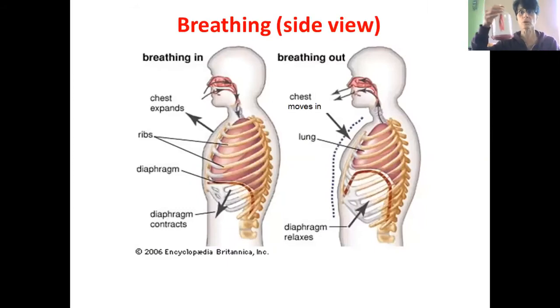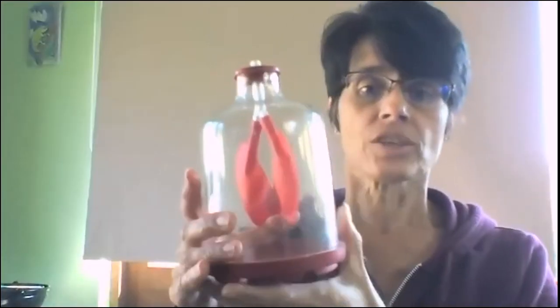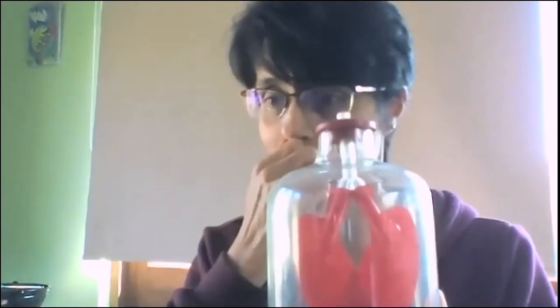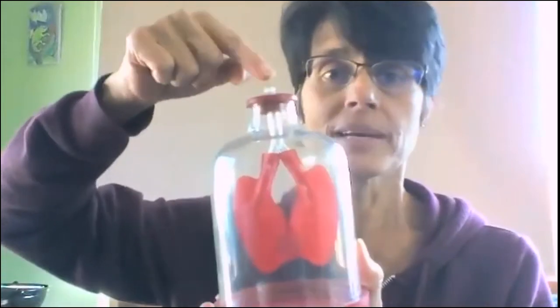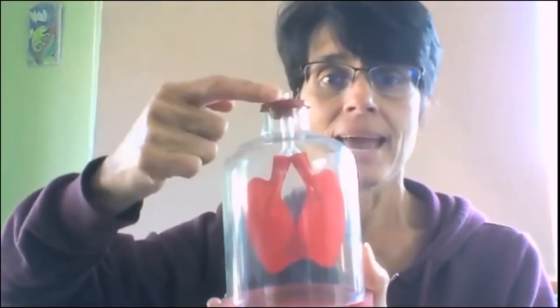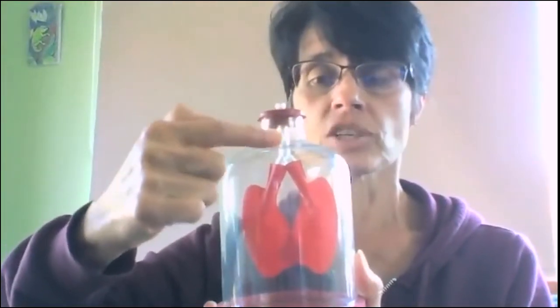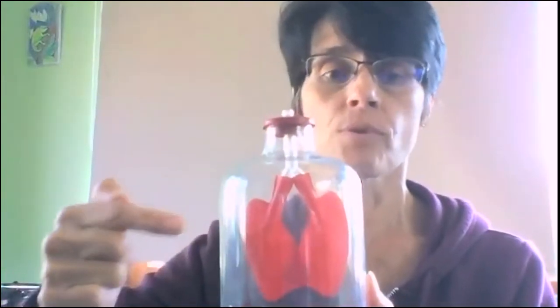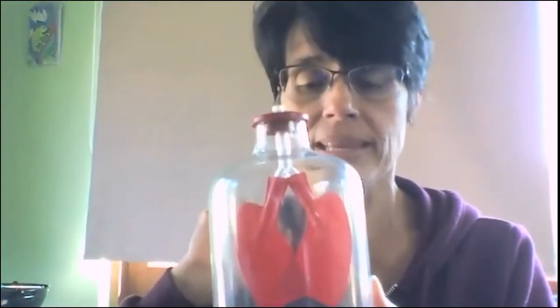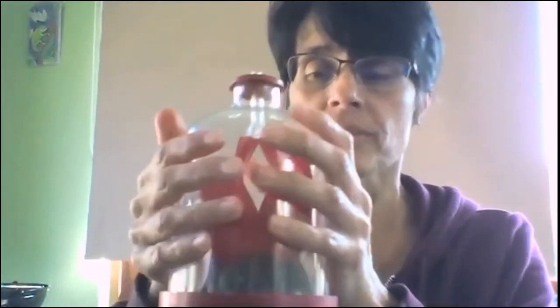So I have a little model here. All right, if you just go back to full screen again. All right, so here's my little model. It represents some parts of the respiratory system. So at the top here, you can see the trachea, a little plastic tube, and how it would branch to form the two bronchi. And then you can see the two plastic sacs. They represent the lungs.